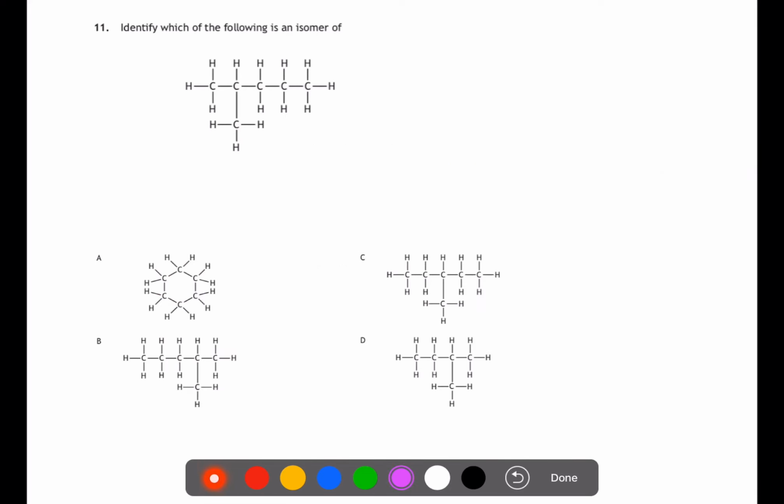Question 11. Identify which of the following is an isomer of this molecule here. So isomers are molecules which have the same molecular formula but different structure. So the first thing we want to do is to count up the carbons and hydrogens within this molecule so that we can write out the molecular formula. So we have C6H14. For something to be an isomer, we have to have the same numbers of carbons and hydrogens, so that's a good place to start.